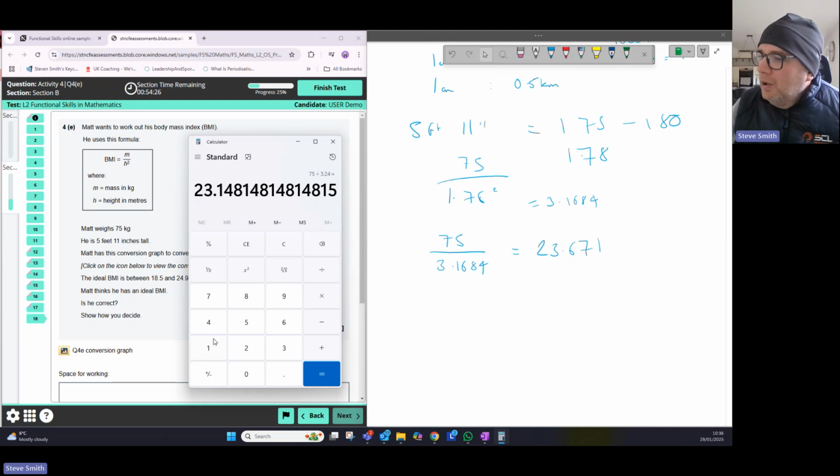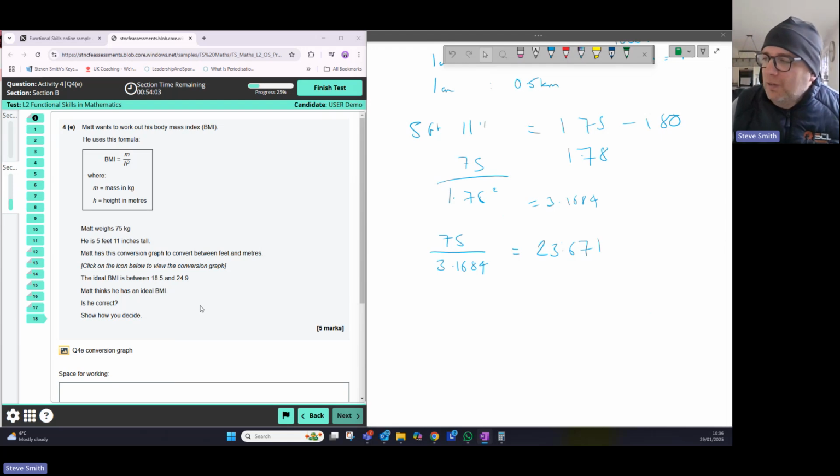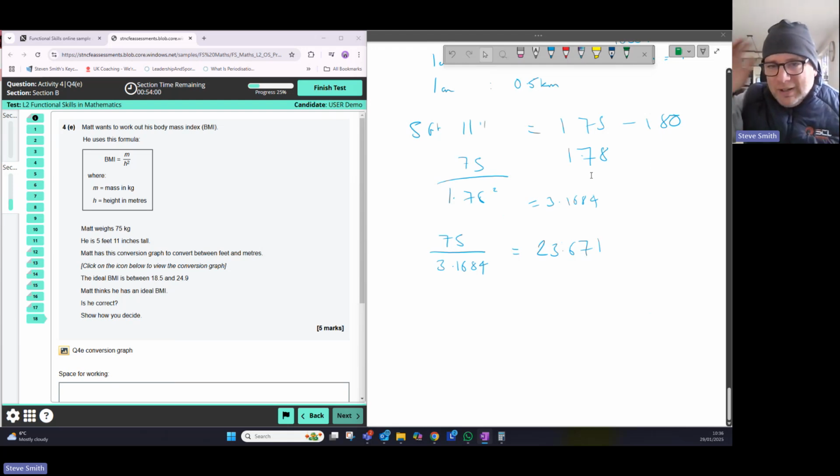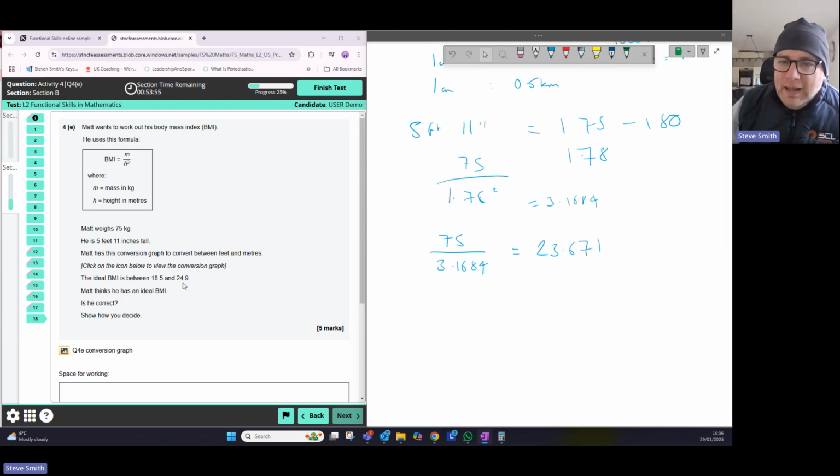Then if we go to the lower end, 1.75 times 1.75 equals 3.0625. 75 divided by 3.0625 equals. So we would have still been in. That's much closer. So if we'd gone to 175, which I said, look, it's between 175 and 180, and I can't really make it out, 175 would have still been less than 24.9, and 180 would also have been less than 24.9.